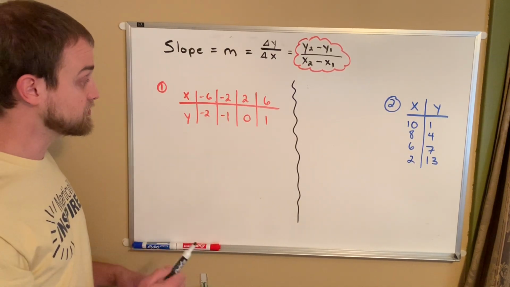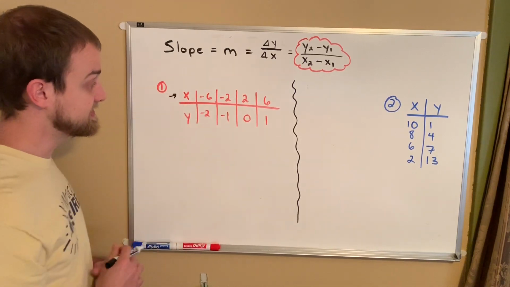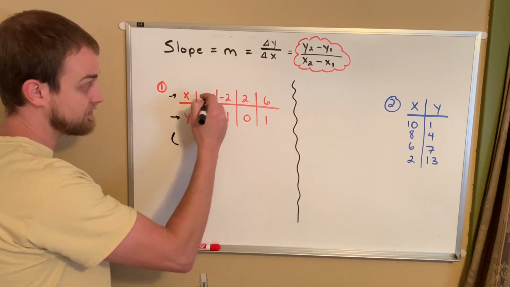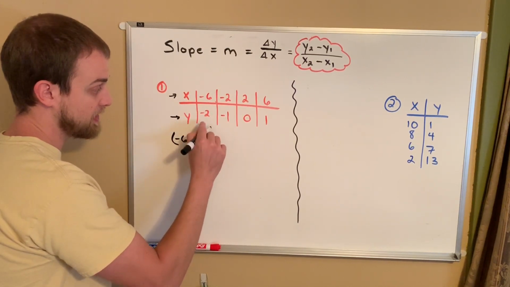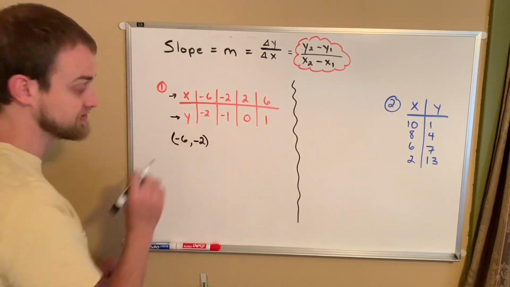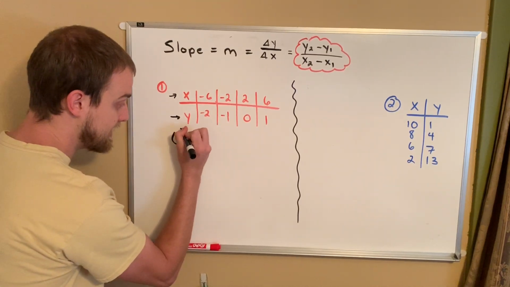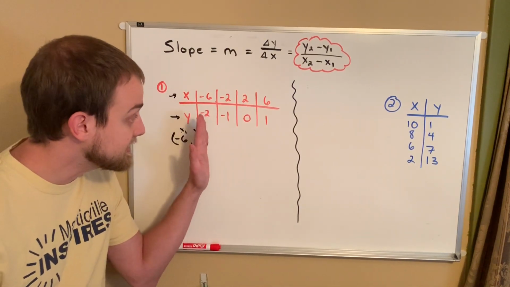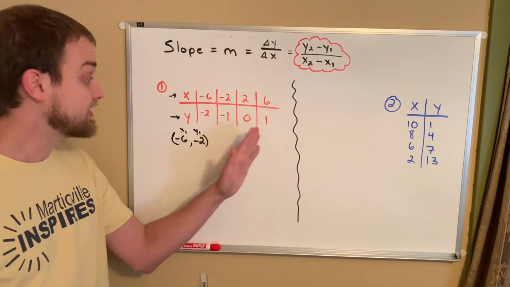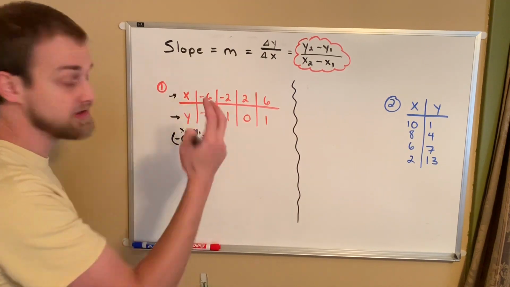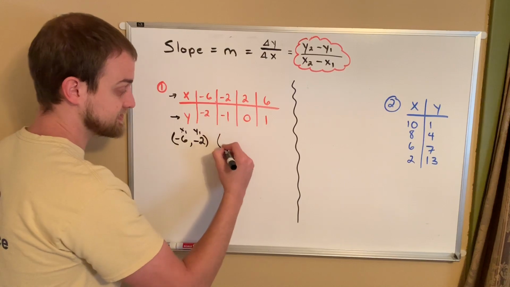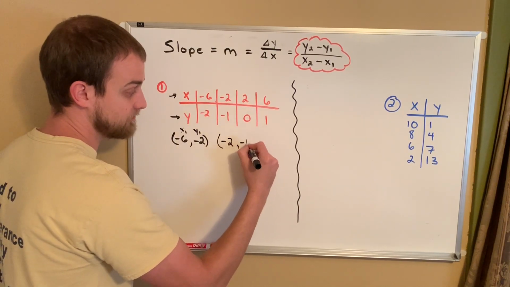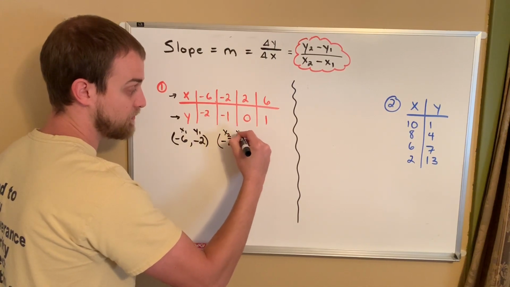Now, notice that my first row is x, my second row is y, and if we translate this into an ordered pair, my x coordinate would be -6, my y coordinate would be -2. So there's my first ordered pair, my x1 and my y1. Now, like I told you, you can use any of these, all right? However, I just like to keep things simple, and I'm going to use the first two. How about I say x2 is going to be -2, and y2 is going to be -1. So there's my x2 and my y2.